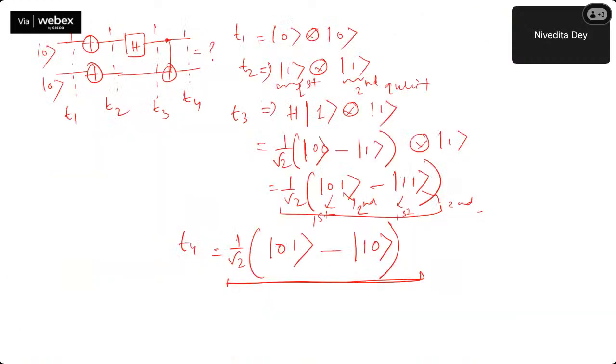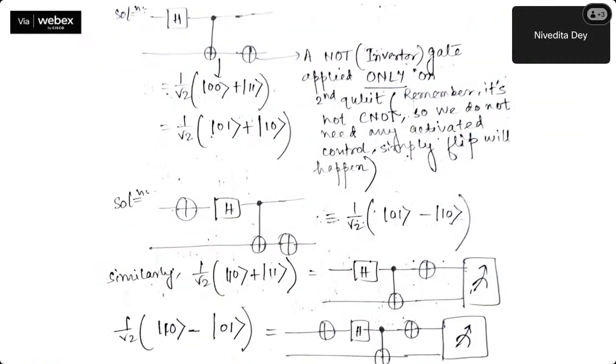So in that way, see the solution. Initially it was a Hadamard, then a controlled NOT gate that was giving you |00> plus |11>. Now I'm applying another NOT gate, which, as I've written here, is a simple inverter gate applied only on the second qubit. So this is your second qubit, and you are applying it only on the second qubit. Remember, are there multiple ways to get the same result?